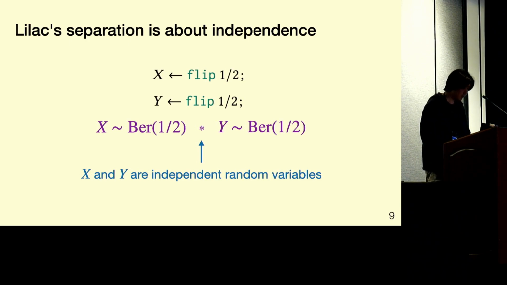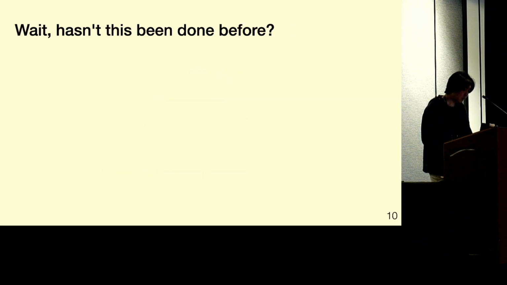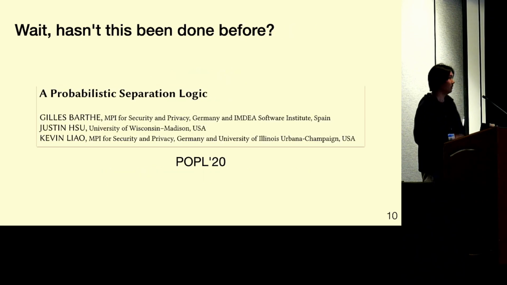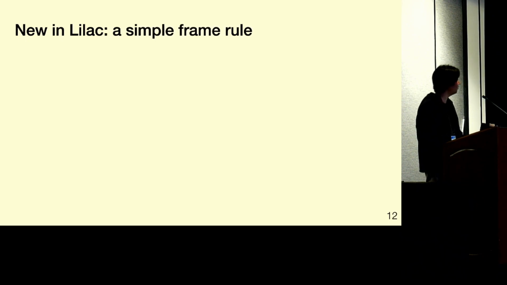Now, this is not a new idea. People have noticed that separation and independence are kind of similar. And some of you may be aware that there are papers about this. There's this paper that introduces a logic called PSL, in which there's this notion of separation, and the separation enforces some kind of independence. And also this idea has been developed further to explore more exotic forms of independence. So you may be wondering, what's new in Lilac? What do we build on this? And I want to convince you that there are actually a lot of things that are new in Lilac. First of all, Lilac has a simple frame rule.